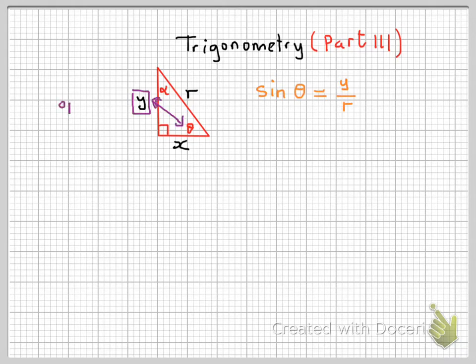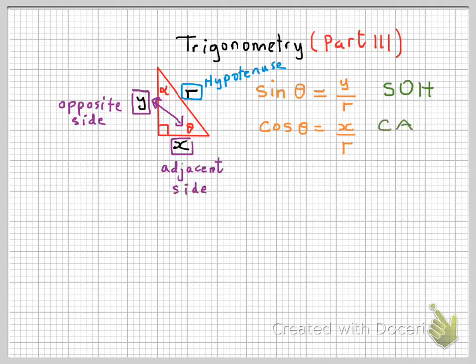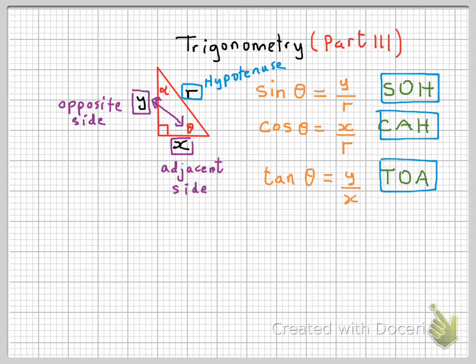But we'll proceed as follows. In our right triangle in the picture, we are going to label the right triangle. You can see that the side Y is directly opposite to the angle theta, so therefore we will say side Y is the opposite side. The side X is adjacent to angle theta, so therefore we will say that side X is the adjacent side. And the longest side in any right triangle is always the hypotenuse, so we'll say that the side R is the hypotenuse in the triangle.